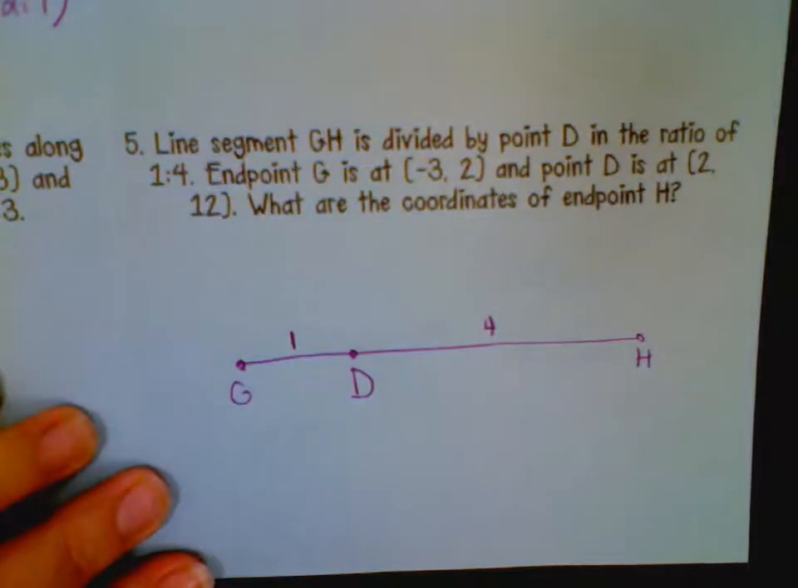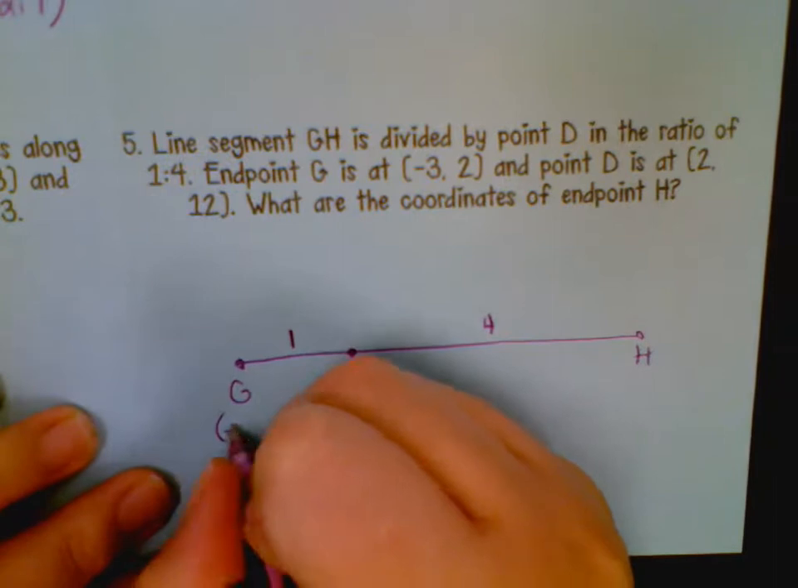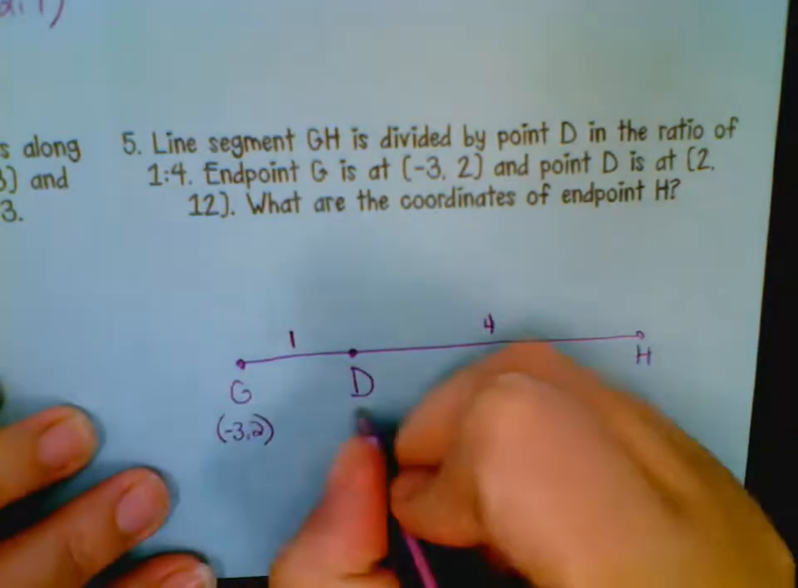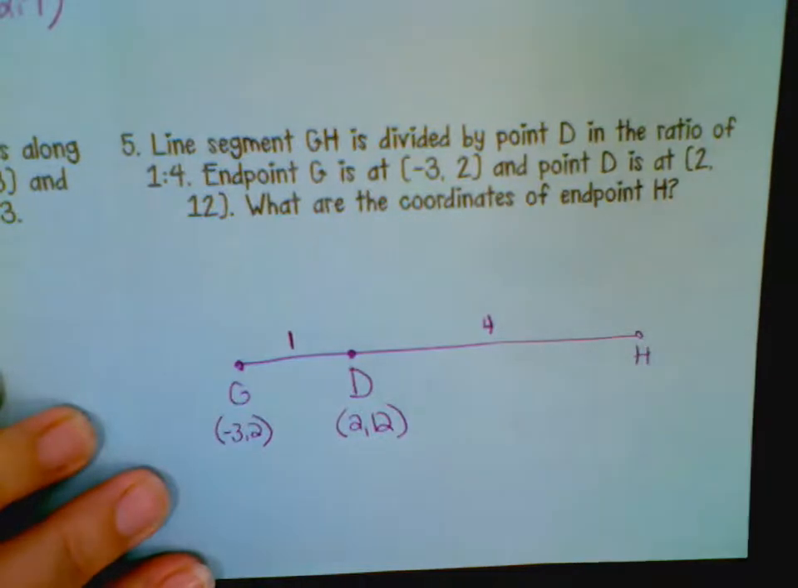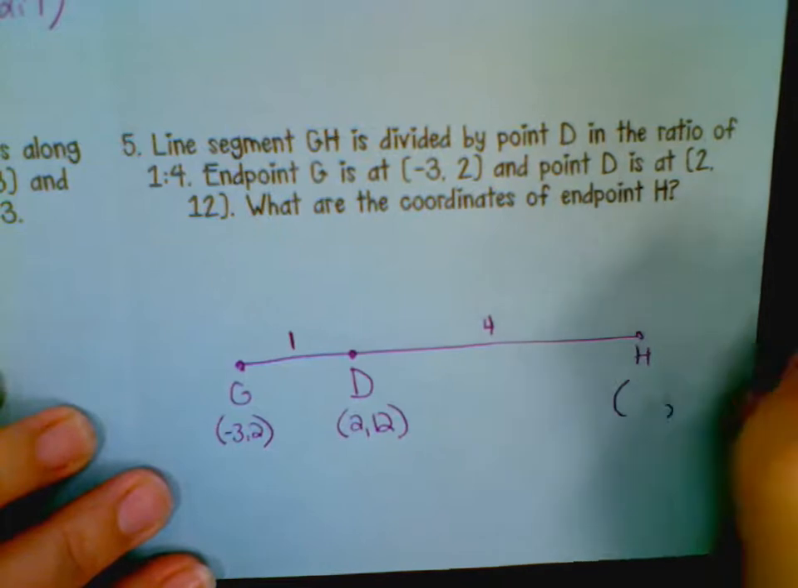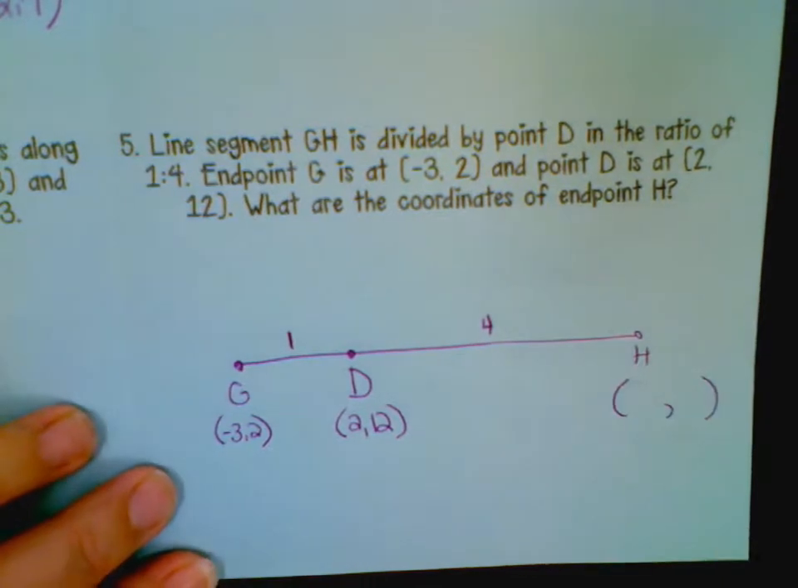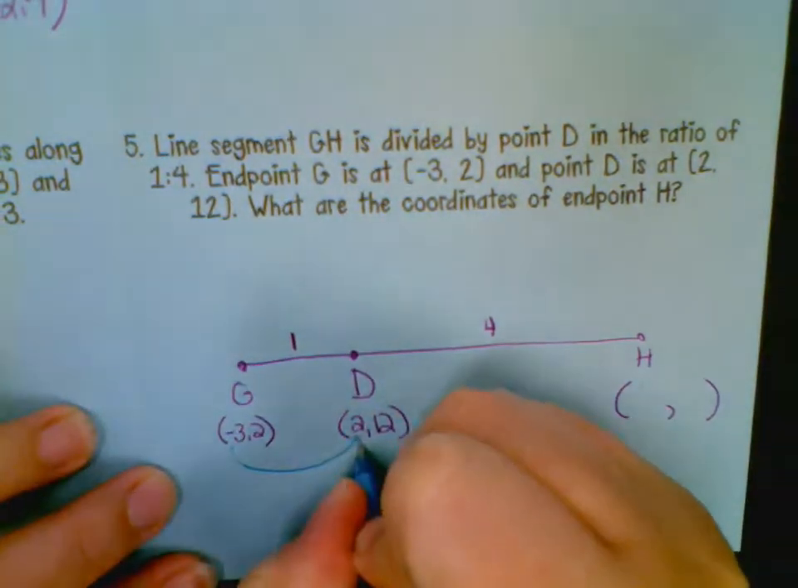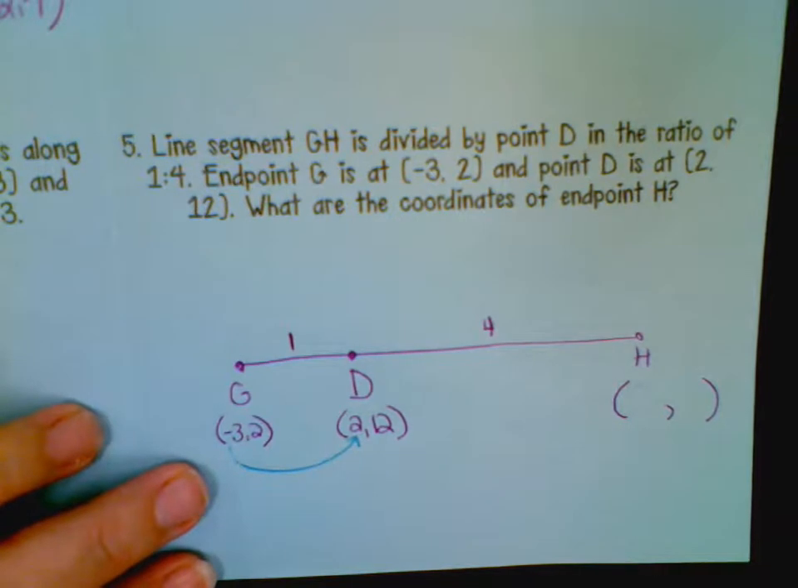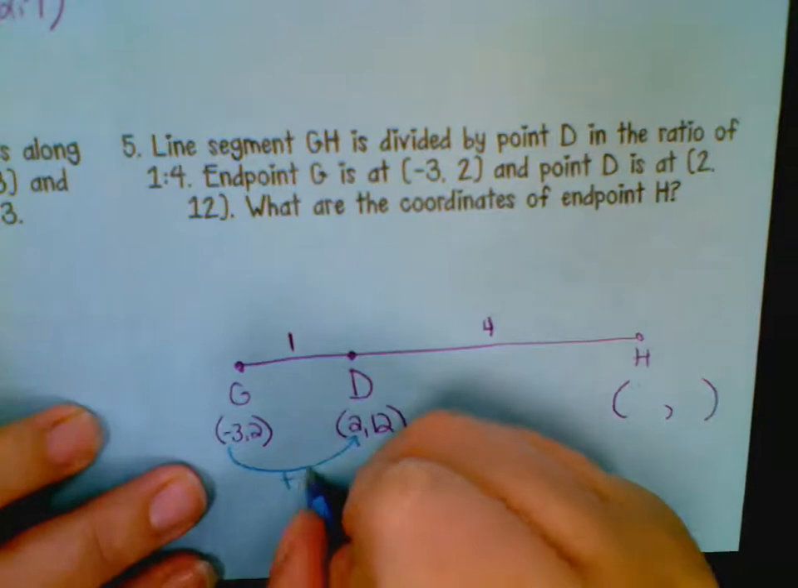Okay, so I'm going to fill in my coordinates. So G was at negative 3, 2, and D is at 2, 12. And this is what we're trying to find. What is our point H? Okay, so if we take a look at the x coordinate, we go from negative 3 to 2. So what are we changing to get from negative 3 to 2? Good, we're at add 5.